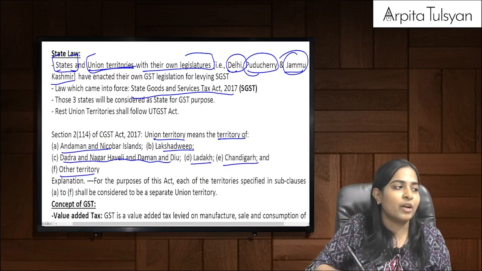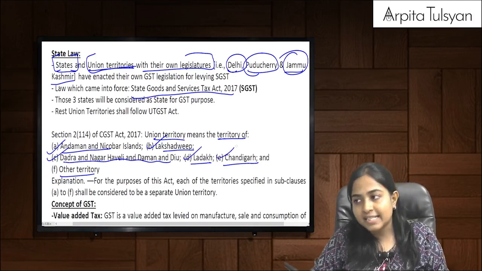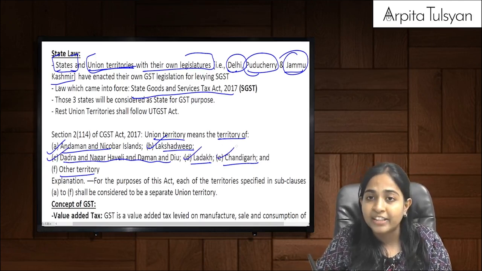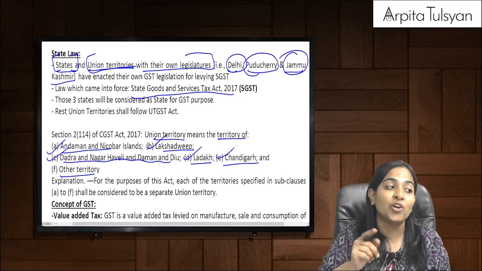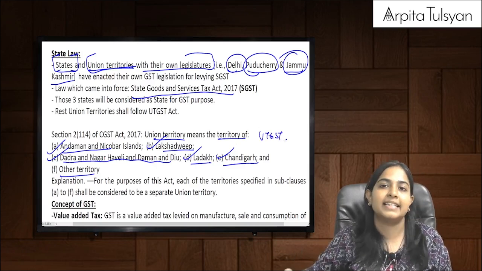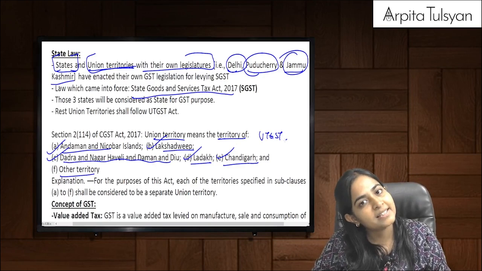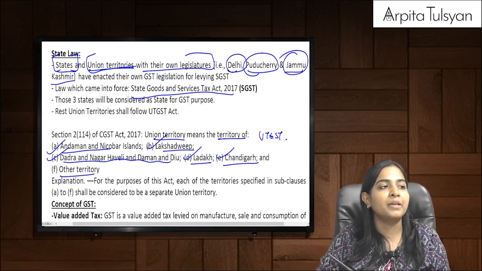These five are such union territories which do not have their own legislation. So, which law are they going to follow? They are going to follow the UTGST. Are you clear with this? Okay, fine.